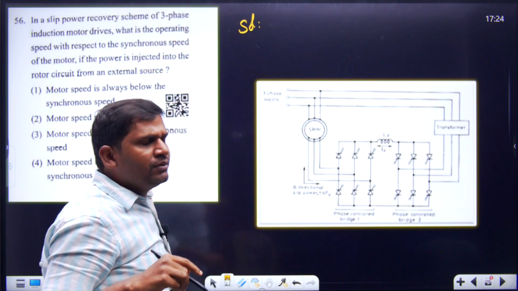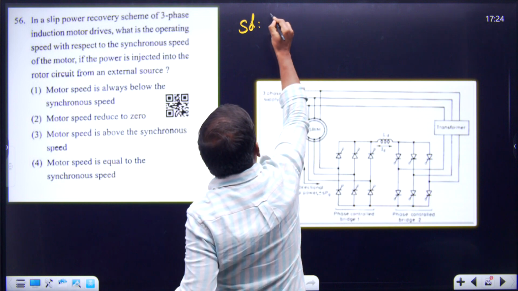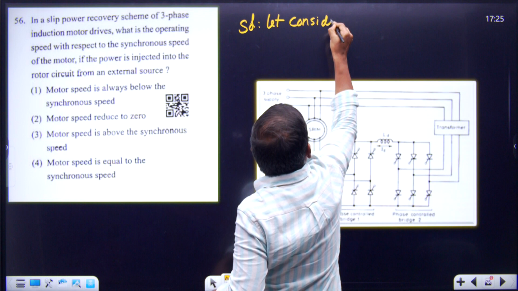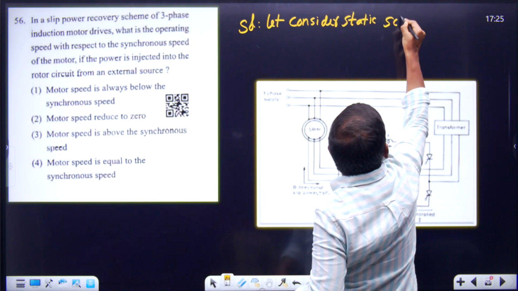Point to remember, friends. Let's consider the static Scherbius drive.